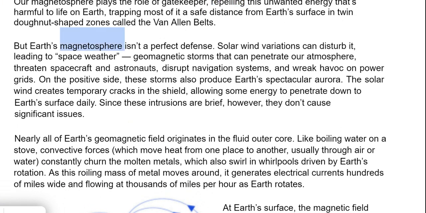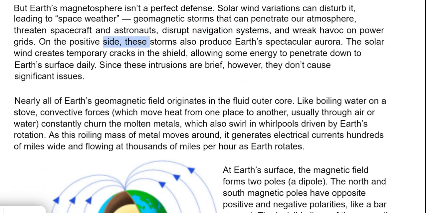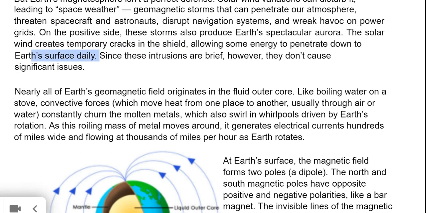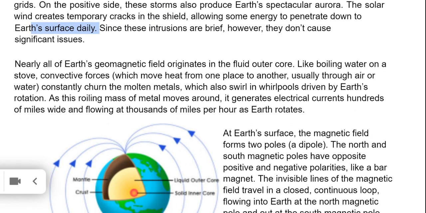But Earth's magnetosphere isn't perfect. Solar wind variations can disturb it, leading to space weather. Geomagnetic storms can penetrate our atmosphere, threaten spacecraft and astronauts, disrupt navigation systems, and wreak havoc on power grids. On the positive side, these storms also produce Earth's spectacular aurora, if you've heard of the aurora borealis, those lights in the air. The solar wind creates temporary cracks in the shield, allowing some energy to penetrate down to Earth's surface daily. Since these intrusions are brief, however, they don't cause significant issues.